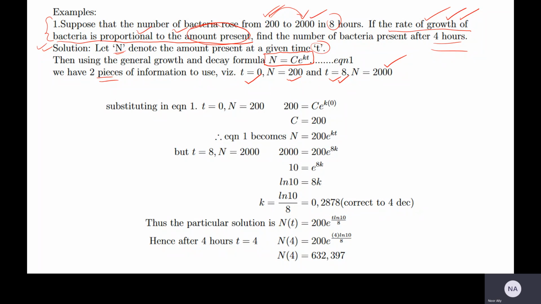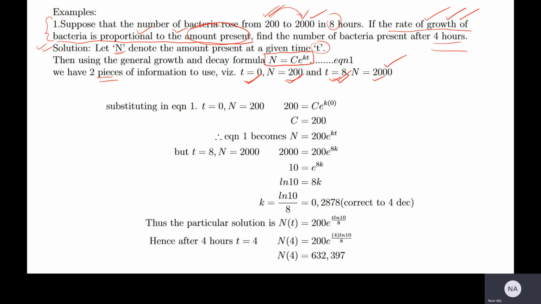Right, so we have two pieces of information. We started with 200 and we can say let the base, in other words, we start at the countdown when t is equal to 0. After t equal to 8 hours, we get N equal to 2000. Now, does that ring a bell? You've done this in school. Two pieces of information, two unknowns. What are we dealing with?